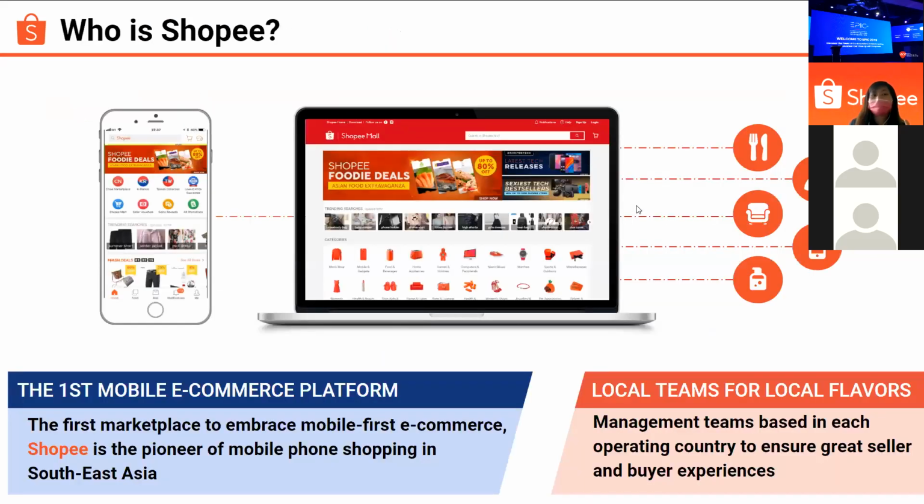Who is Shopee? Shopee is the first mobile-first e-commerce platform. What this means is that we are very mobile-centric. A lot of our customers purchase via the mobile app, and our mobile app is so easy to use that most of our customers like to purchase via it. This is targeted towards the behavior of e-commerce consumers in Singapore.